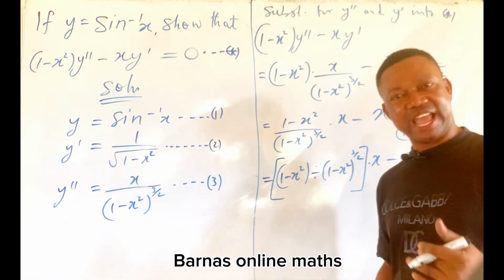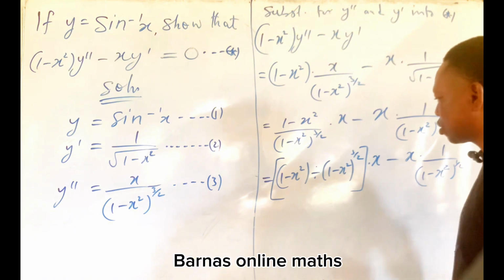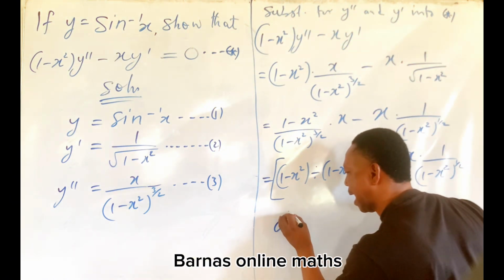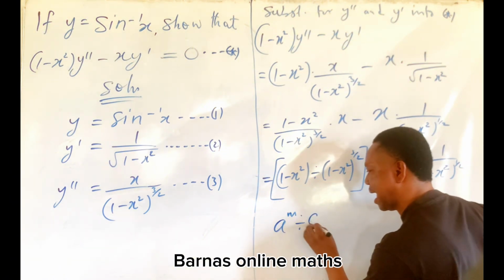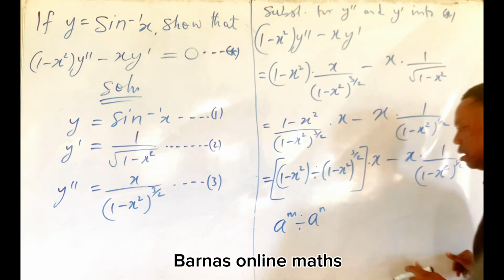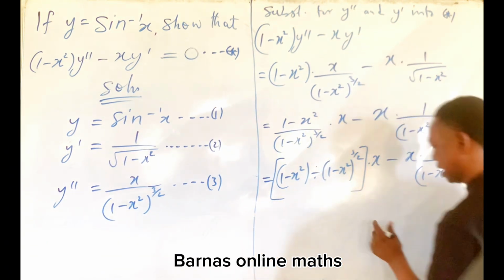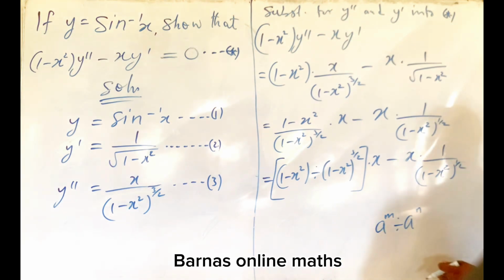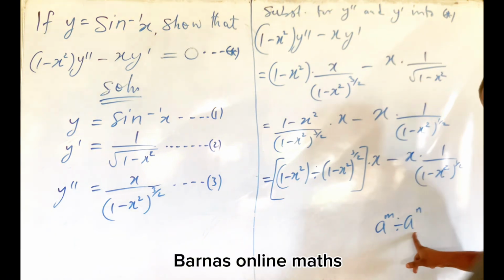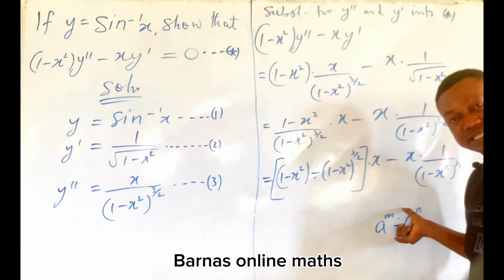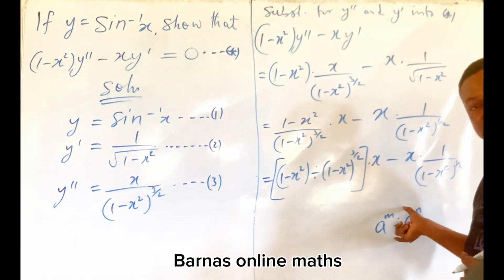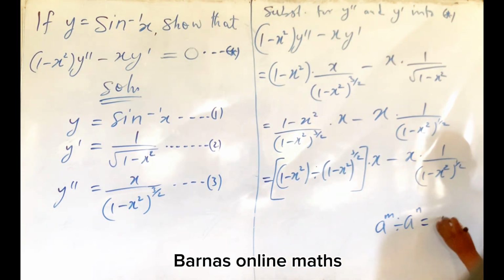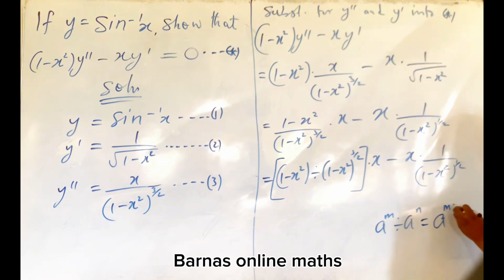Now, from the law of indices, we are told that a to the power m divided by a to the power n, once they have the same base and what is connecting them is division sign, you subtract their powers. So this will give us a to power, what's the power here? m. Because of division, you subtract. What's the power here? n.